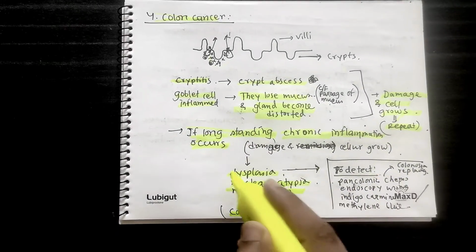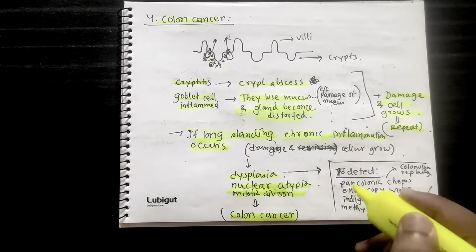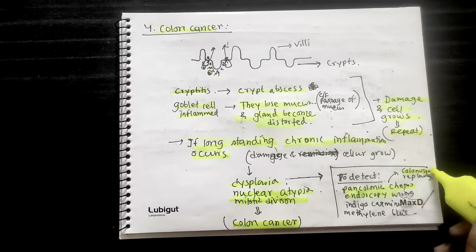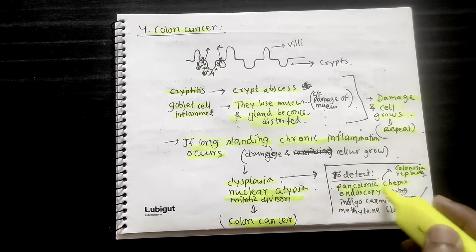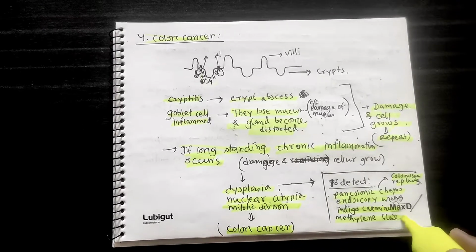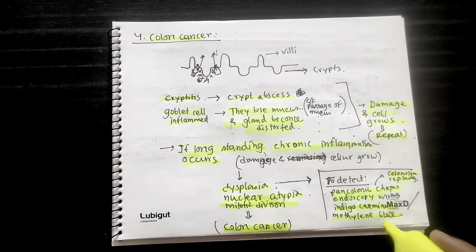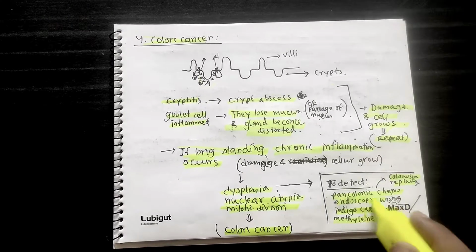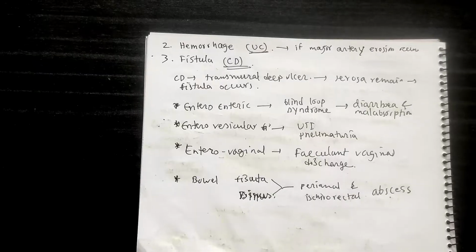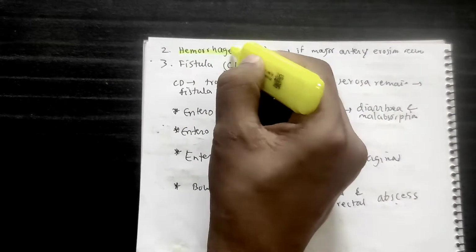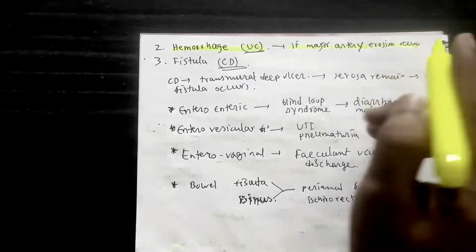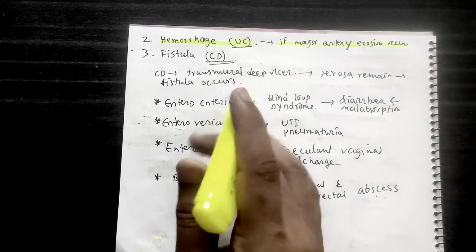To detect the dysplasia, there is a test, pancolonic chemoendoscopy, which replaces the colonoscopy. This endoscopy uses indigo carmine and methylene blue. This dye is used in pancolonic chemoendoscopy, which is replacing the colonoscopy. Number 3, hemorrhage. It also occurs in ulcerative colitis if artery erosion occurs, so it causes hemorrhage.